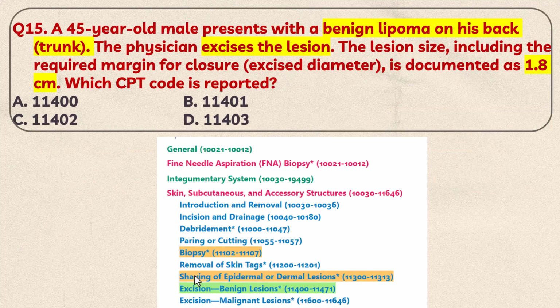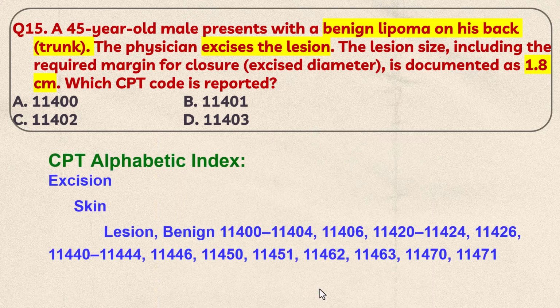So you can find the answer by several methods. In the exam, you can use the elimination method because you can see the answers are nearby codes. But for the learning purpose, I am using the table of contents and the alphabetic index method. For the table of contents method, you have to go to the integumentary system table of contents. There you can see the subheading of excision benign lesion. You can see the code series, or else you can use the CPT alphabetic index where first you have to search the main term excision, then the subterm skin. There you have to go to the benign. So it will lead you to the following code series. Again, you have to come back to the tabular list and confirm the answer.